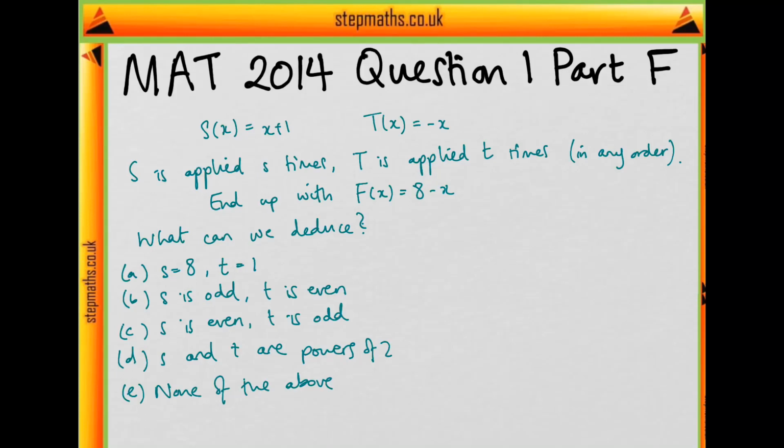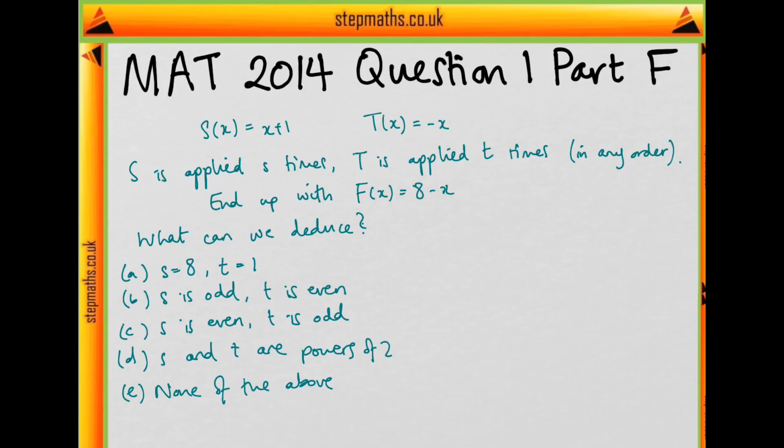Hi, in this video I'm going to go through part F on question 1 of the Math 2014 paper. So this question gives us two functions, s, which is x plus 1, and t, which is minus x. And we are told that s is applied s times, and t is applied t times. And we've applied those functions just in some order. And eventually we end up with f of x is equal to 8 minus x.